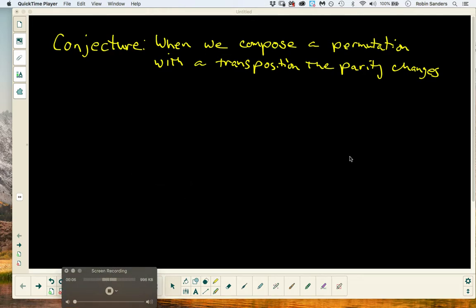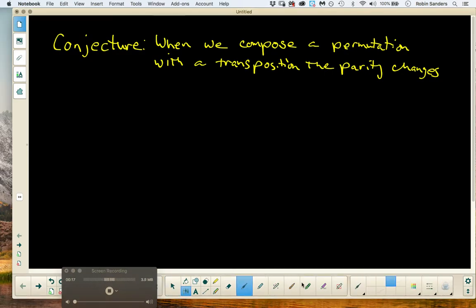In this video, we're going to look at the conjecture that we had at the end of the last video, which is that when we compose a permutation with a transposition, the parity changes. So we're going to get started by letting gamma be our transposition. We will write it as A goes to B.